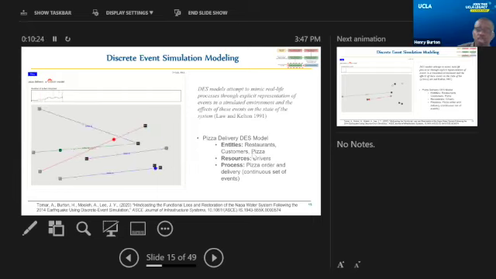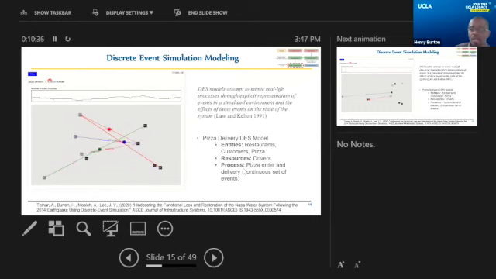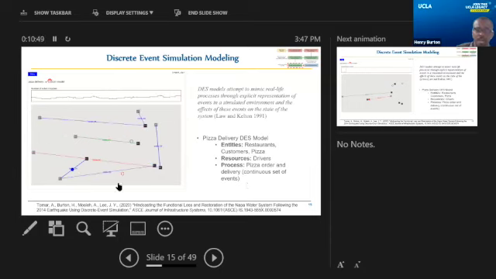What's shown here is a simple DES model for pizza delivery. The three main components for any type of DES model are the entities, the resources, and the processes. In this case, the entities are the restaurants, the customers, and the pizza. The resources are the drivers, and the process is the ordering of the pizza by the customers and the delivery of the pizza by the drivers, right?